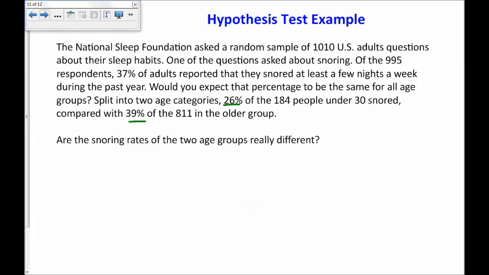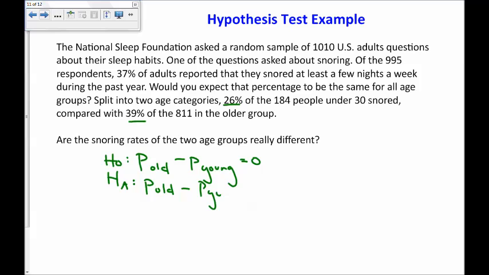Now, a hypothesis test has 5 parts. You will first state the hypotheses and alpha level, check the conditions, state what test you're going to perform, find the p-value, and then give a conclusion in context. So let's start. The null hypothesis will be that p sub old minus p sub young equals 0. There's no difference between the two proportions. And the alternative, p sub old minus p sub young.